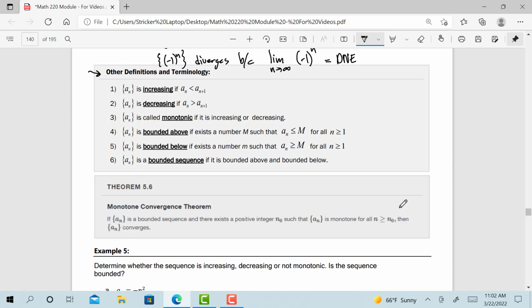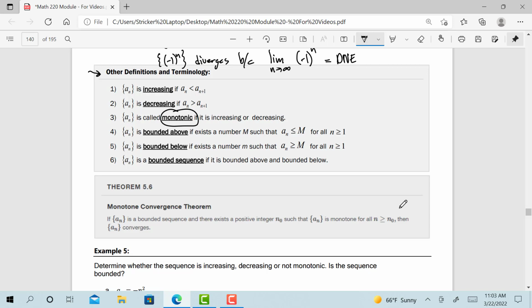As far as what you know from calculus, when the terms rise in value, they are increasing. When they decrease in value, they are decreasing. The easiest way to show that a sequence is increasing or decreasing is actually with the derivative, right? Because if the derivative is positive, a function is increasing. If it's negative, it's decreasing. All right, so any function that is increasing or decreasing we call monotonic.